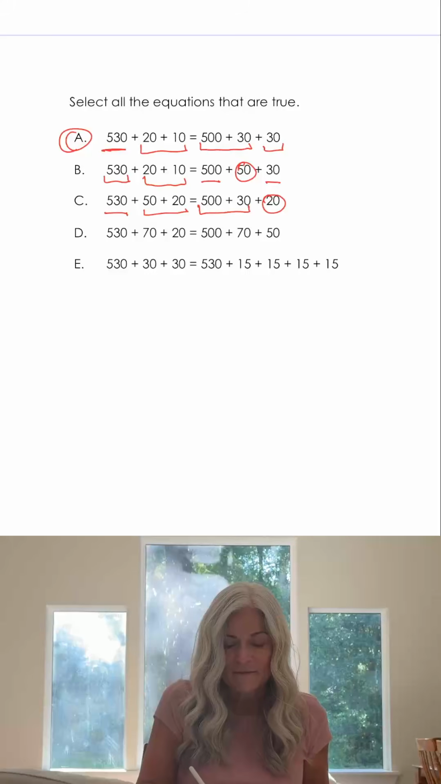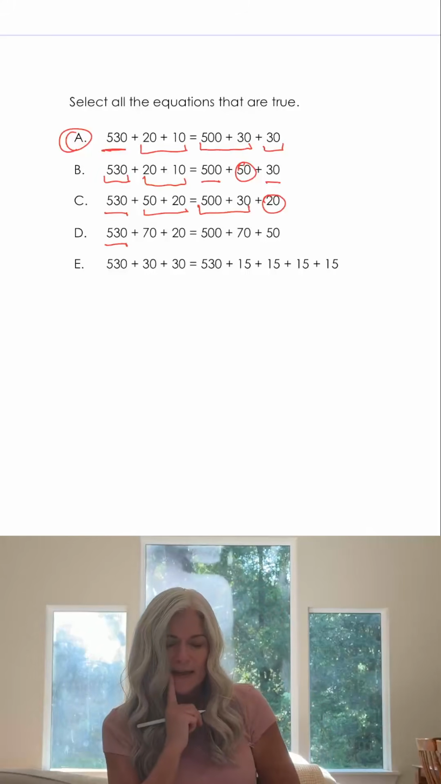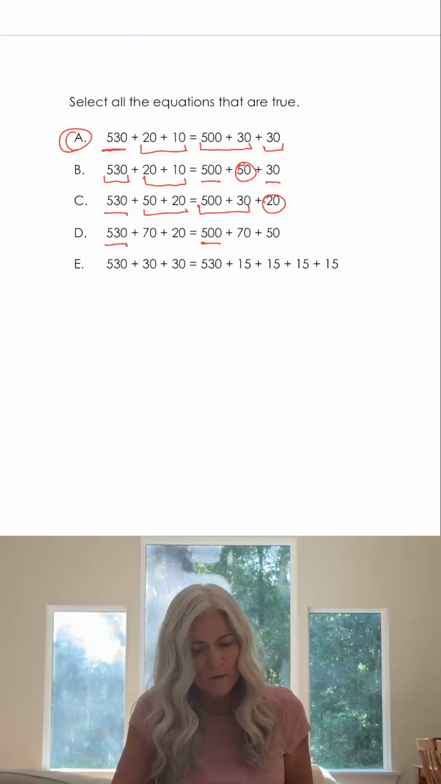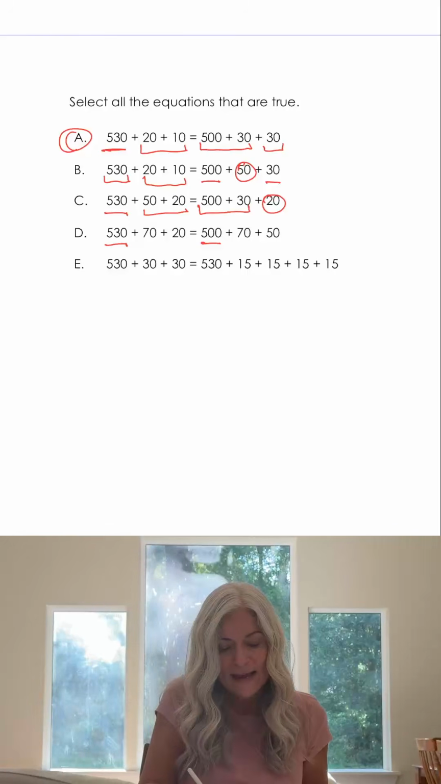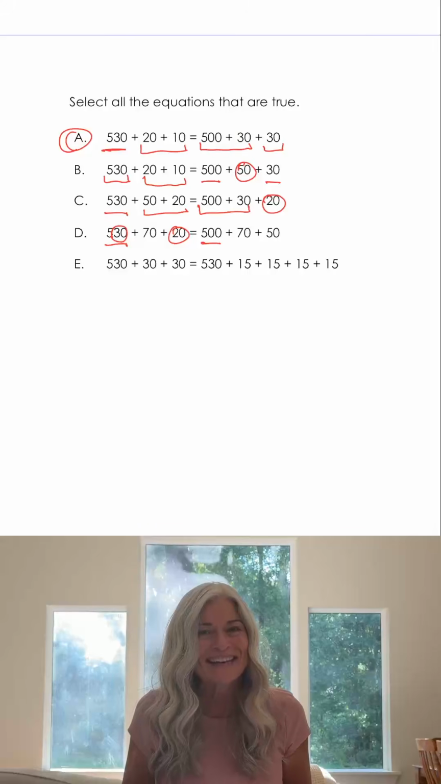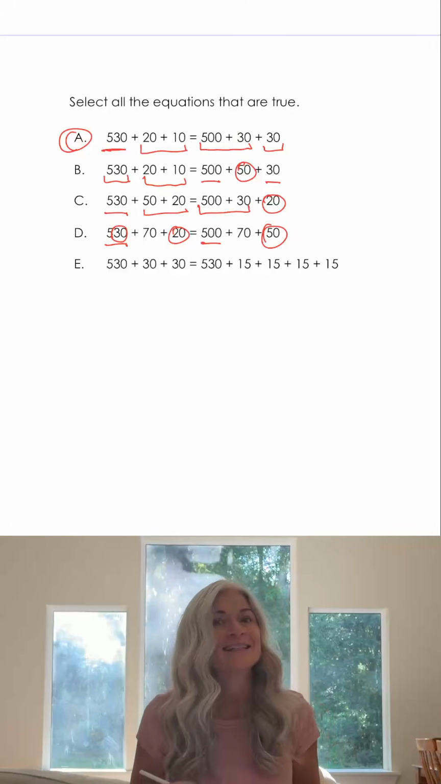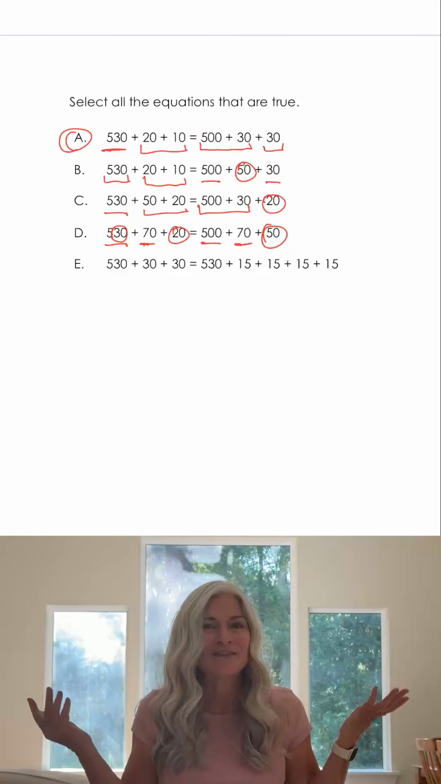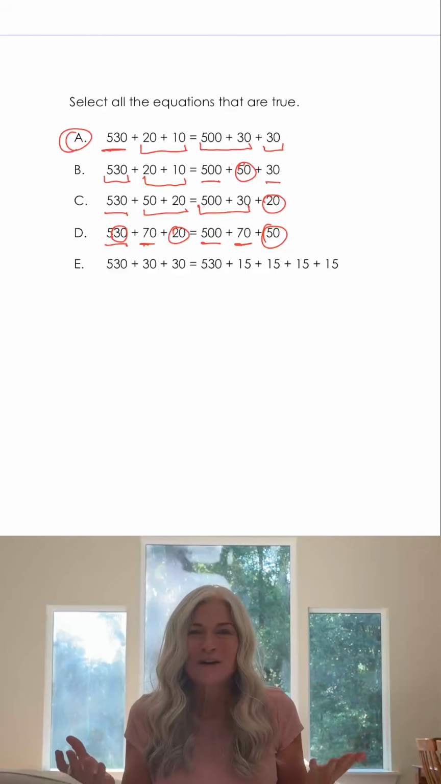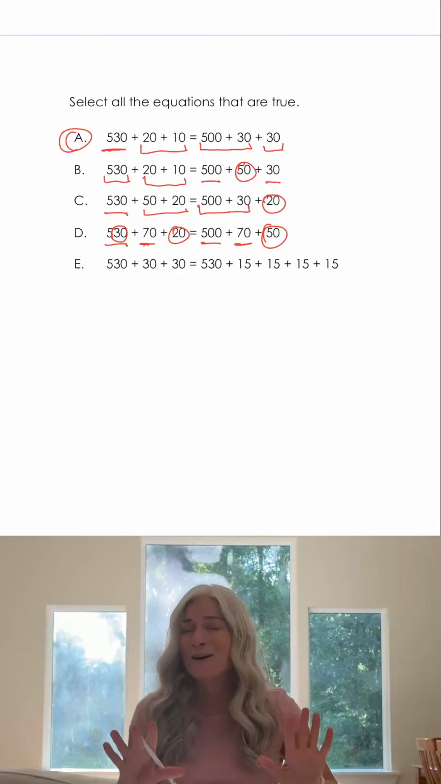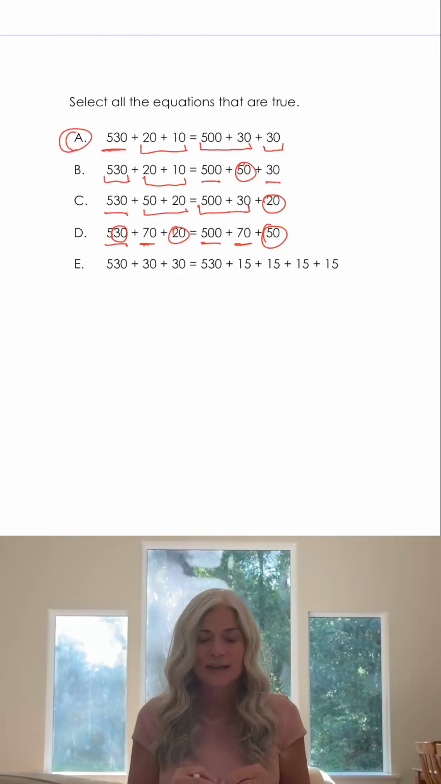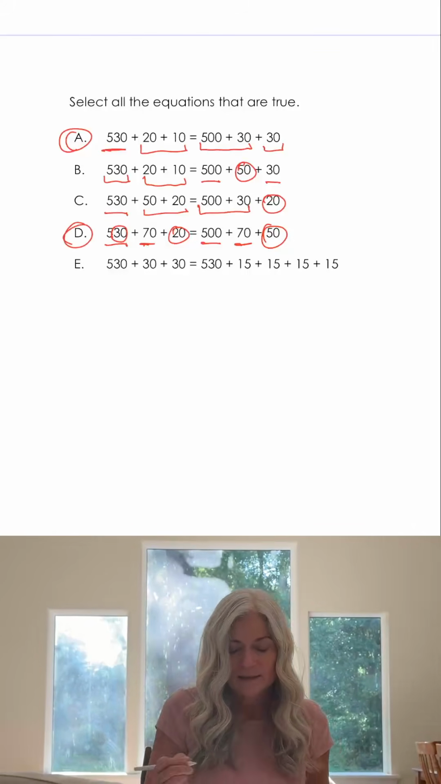Okay, I have 530 on the left. Well, I see a 500 here, but what about the 30? Well, if I added this 30 and this 20, what would I get? I would get 50. I see that here. And then I have 70 and 70. So the values are equal. Now listen, if you're checking yourself, you can always add them up and make sure they equal the same thing. So that one is true.